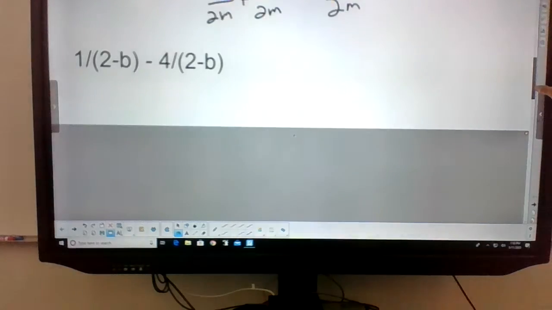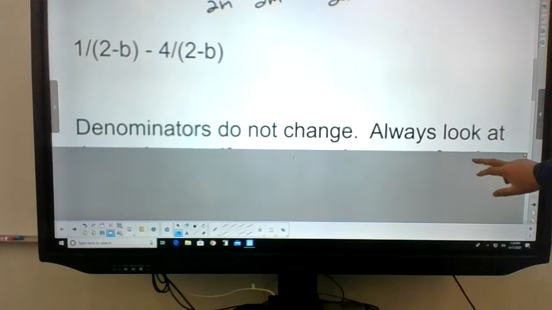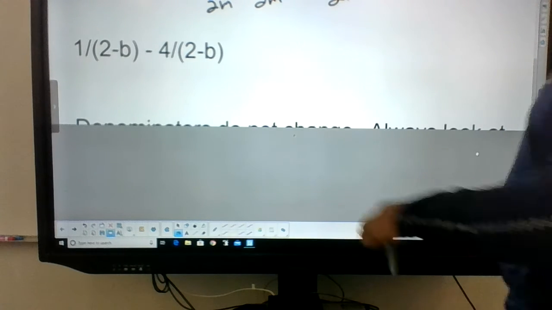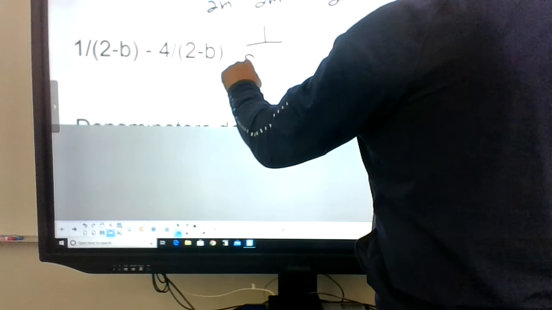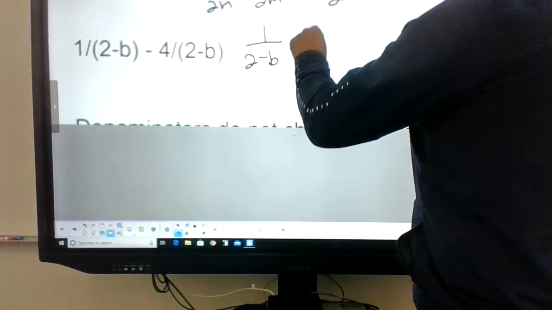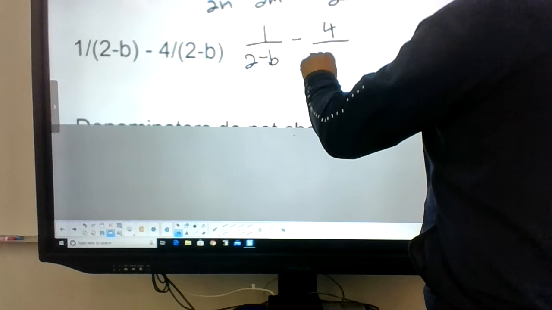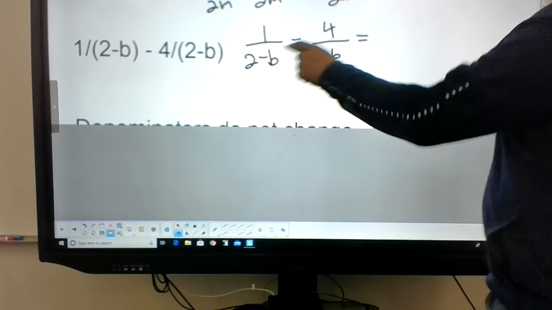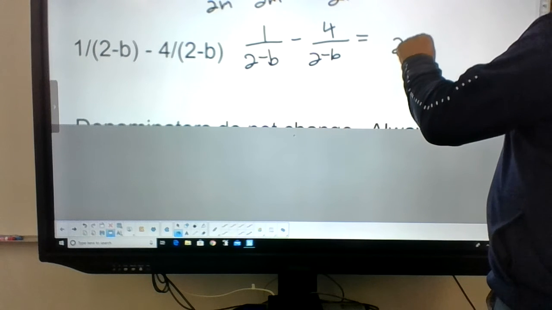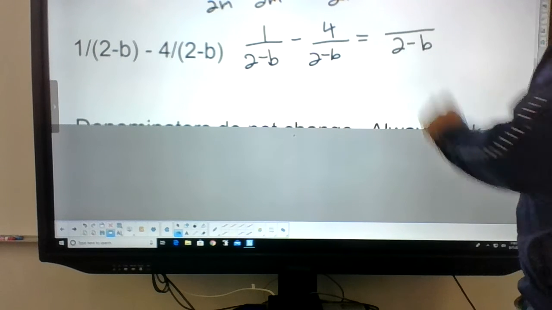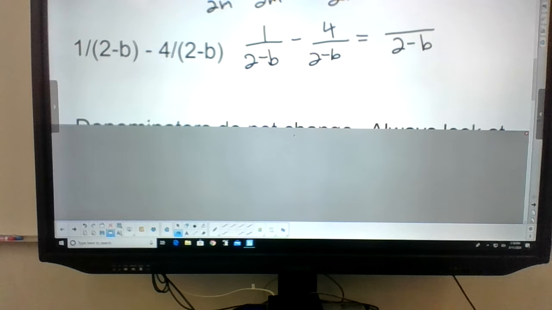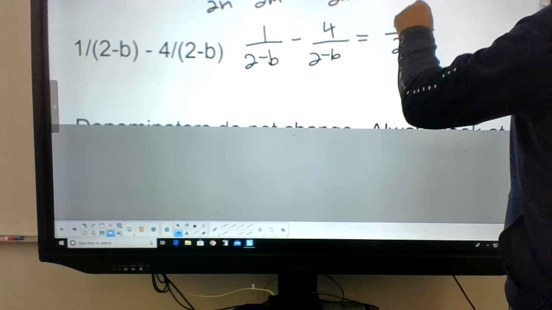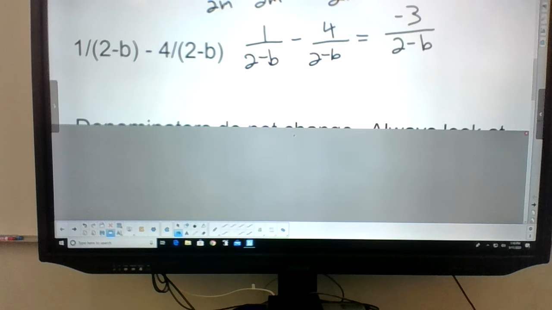All right, here we go. Here's a subtraction one. So we have 1 over 2 minus b minus 4 over 2 minus b. Our common denominator is 2 minus b. It's the same on both of them. So all we're doing here is 1 minus 4 is negative 3 over 2 minus b.